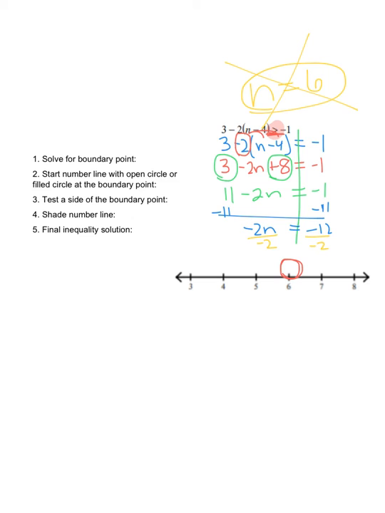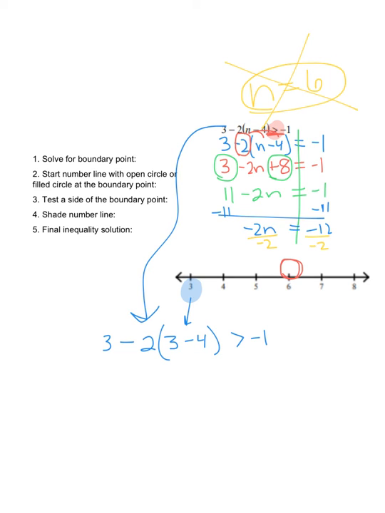Step number 3, test a side of the boundary point. We can pick any number to test in our inequality. For example, maybe we'll pick this number down here, 3. If 3 works, the inequality gets shaded this way. If 3 doesn't work, it shades the other way. So I'll go back to my original equation, 3 minus 2 parentheses. Instead of n minus 4, we're replacing the n with our test point, 3 minus 4. And we want to know, is that greater than negative 1?